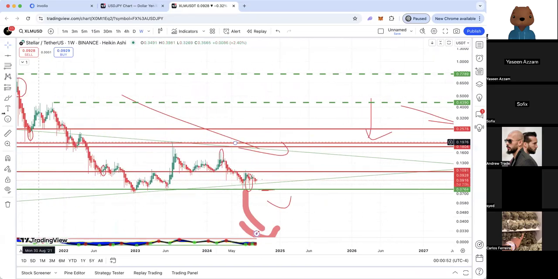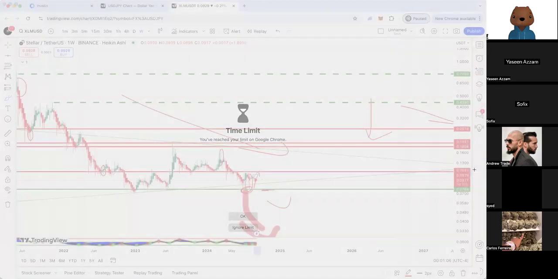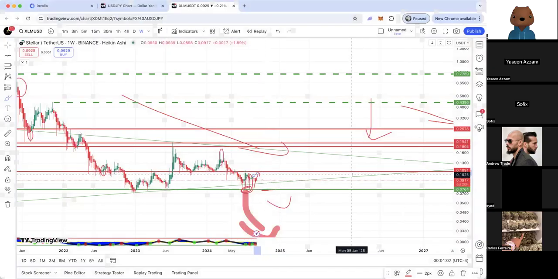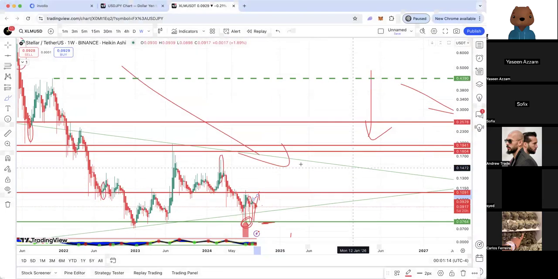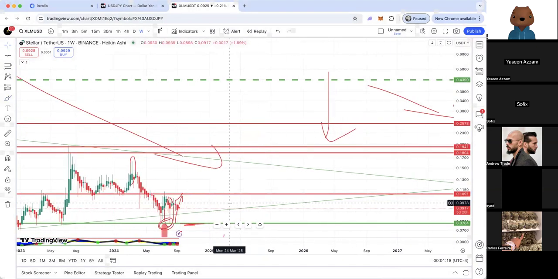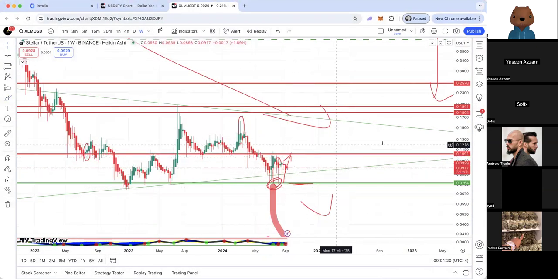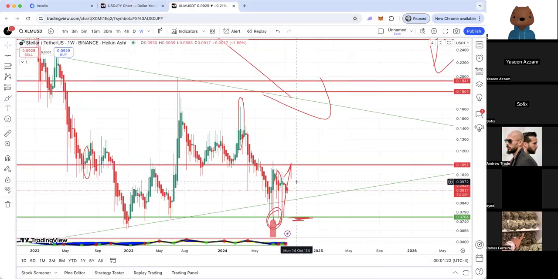So you can see it bounced nicely off the support. So we expect the price to go back up to the next level, which is 10.93 cents. Okay, so $0.1091. That's where I expect the price of XLM to go to next. All right. So I'm not going to long it right away. I'm just going to wait for the weekly candle to be green, and then I'll take it.